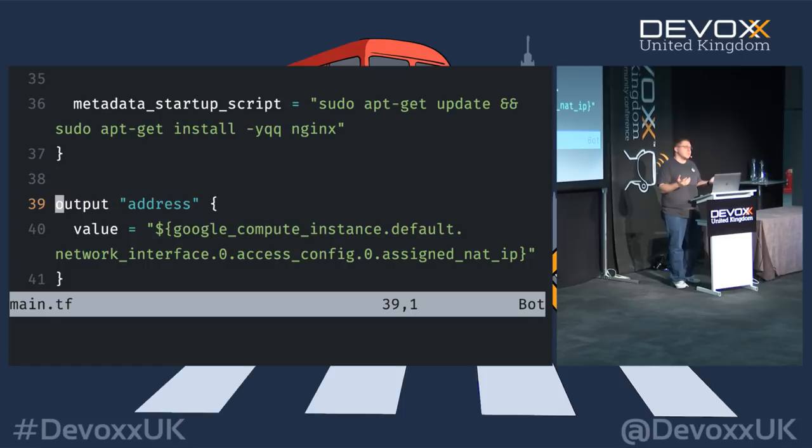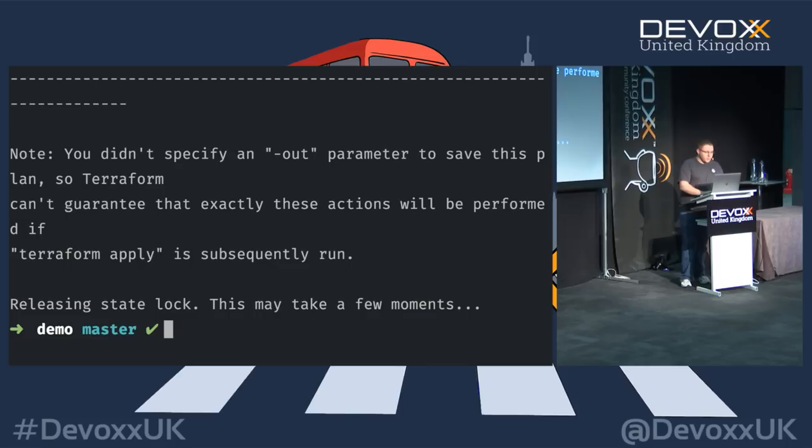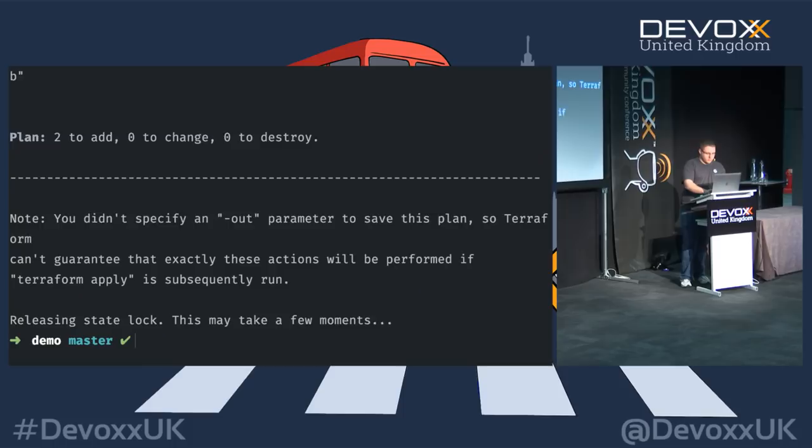So what I'm going to do is I'm going to go ahead and start this. And I'm going to run Terraform plan first. And I alias Terraform to TF because I hate typing. Make this just a little bit smaller. Okay, hopefully that's still big enough that y'all can see it.